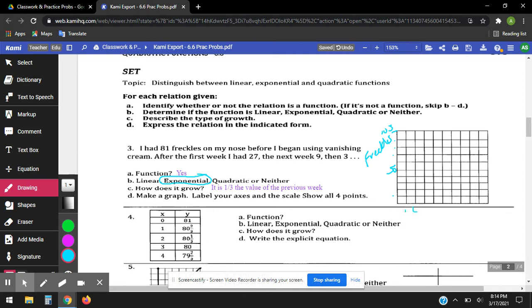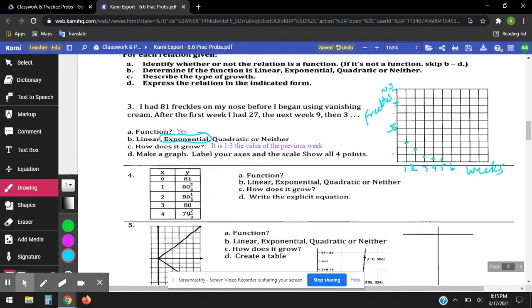Yeah, but count by ones, right? So 1, 2, 3, 4, 5, 6. I think that'll give us enough. And this is weeks. Okay. So I need 0 and 81. So that was 90. So here's about 81. And then after the first week, I had 27. So 10, 20, 30. So 27 is going to be right there. Second week, I had 9. That's right below the 10. Third week, I had 3, which is down here. Fourth week, I would have had 1. And fifth week would have even been a third of 1. It's a little guy. All right. So there I did my graph.